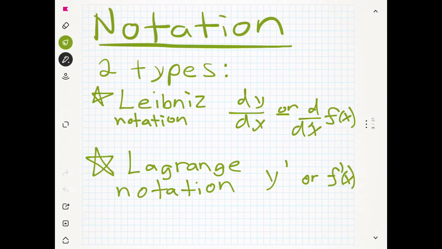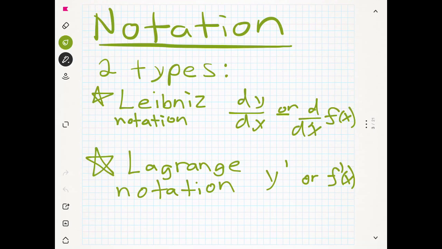So notation. Notation is how we write something in math. Basically, it's how we can show we want to take the derivative of something, or how a question may ask us to take the derivative of something. There are two ways of representing a derivative: the Leibniz notation and the Lagrange notation. In the Leibniz notation, you can write dy over dx, or d over dx multiplied by f of x, because they're both the same thing. Y is equal to f of x.